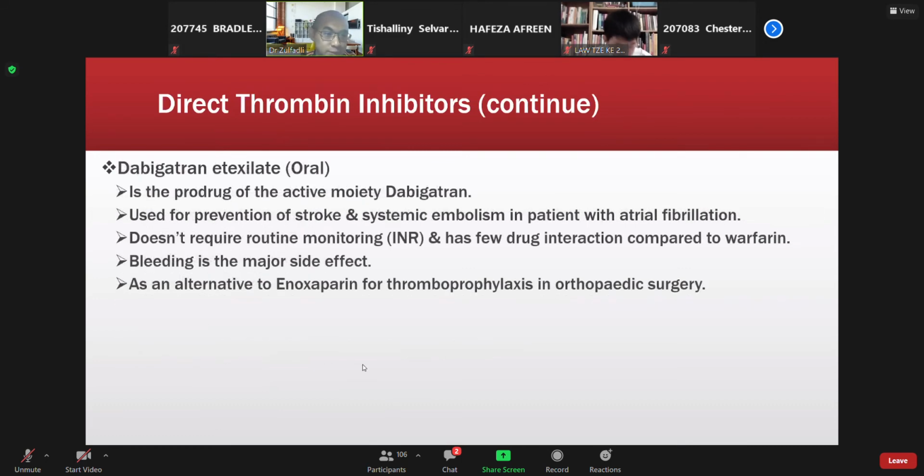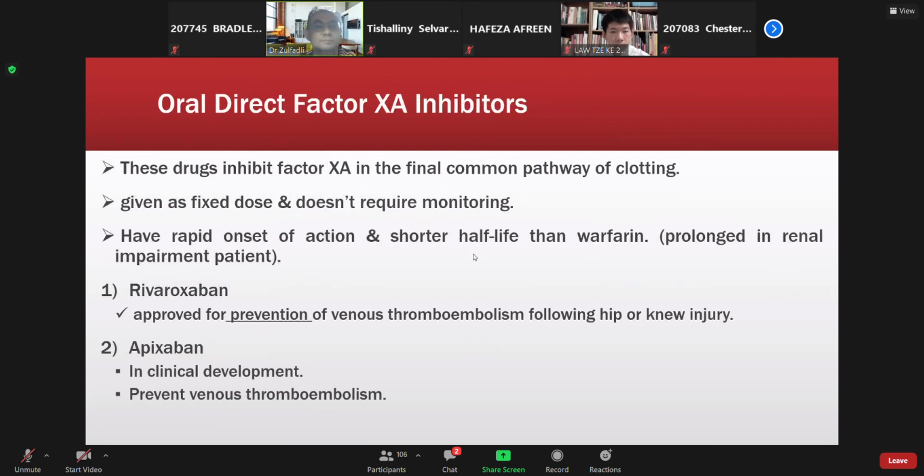So dabigatran is a prodrug. It's used to prevent stroke and systemic embolism in patients with atrial fibrillation. So this drug, dabigatran, doesn't require routine monitoring and has few drug interactions compared to warfarin. Okay. Next group, we have the direct thrombin inhibitor.